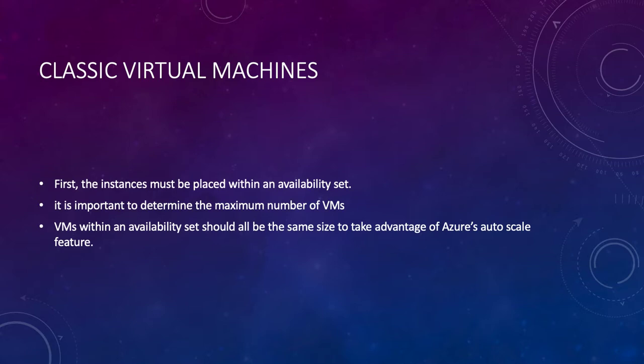So you cannot have a D series and a G series within the same set and expect them to work in the auto scale. So it is crucial, again, for those servers to be exactly the same and be identical.